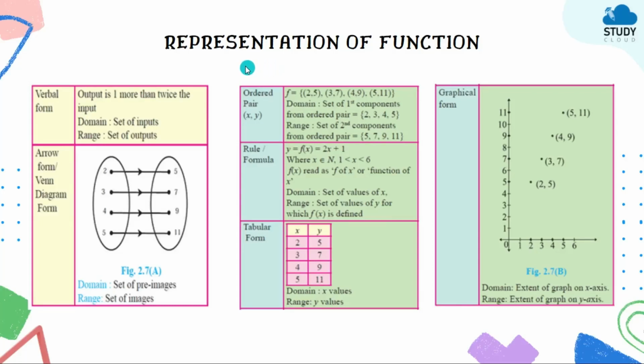Next we'll see the representation of a function. How is a function represented? First is the verbal form. How do we represent a function? These are the various types. First is a verbal form. Your output is one more than twice the input.